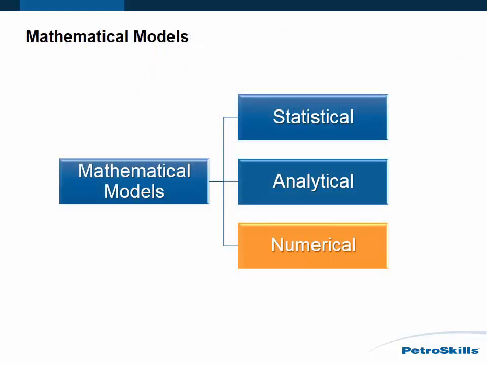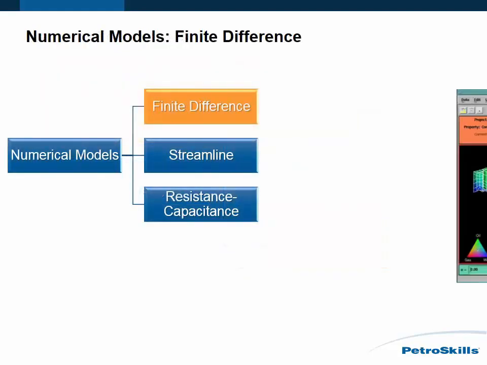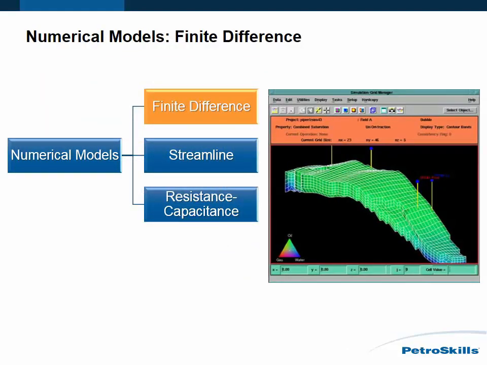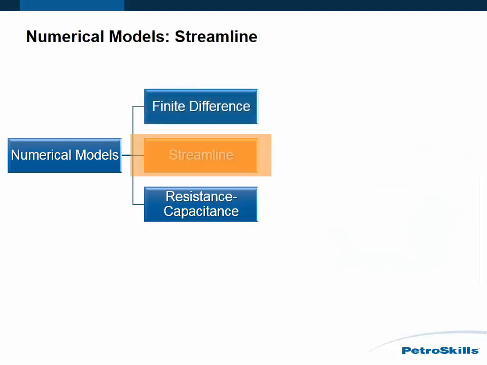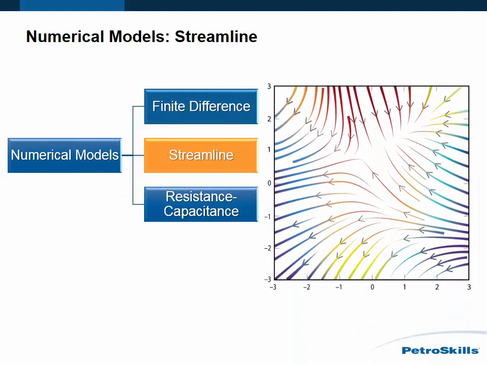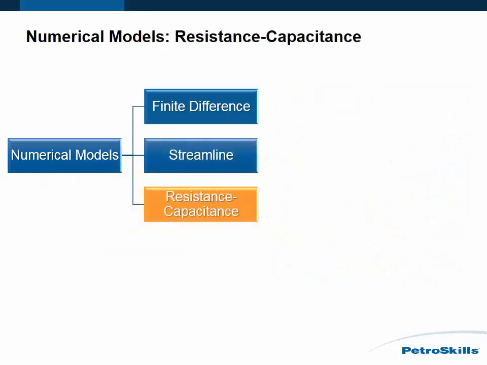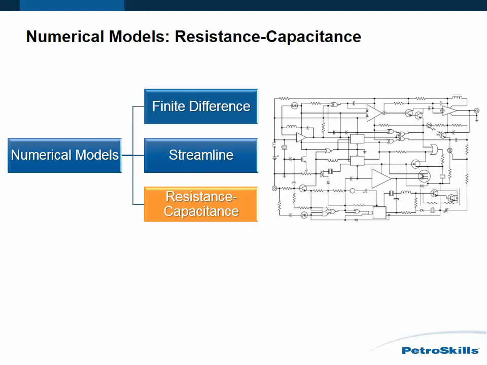Numerical models try to maintain the complexity of the problem and in turn give up the opportunity for exact answers. Finite difference simulation is the most popular kind of numerical model and the one we will concentrate on in this module. Streamline simulation uses essentially the same model description as finite difference simulation, but is much faster. Resistance-capacitance network models are completely different, in that they model pressures and flow rates in the reservoir using the analogs of current and voltage.